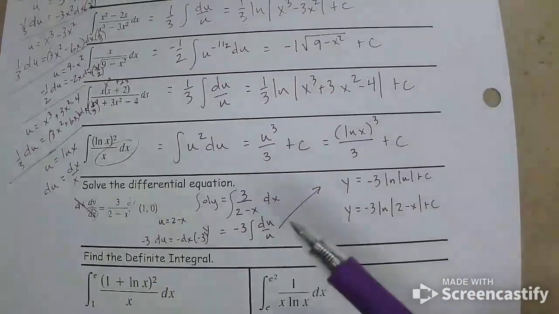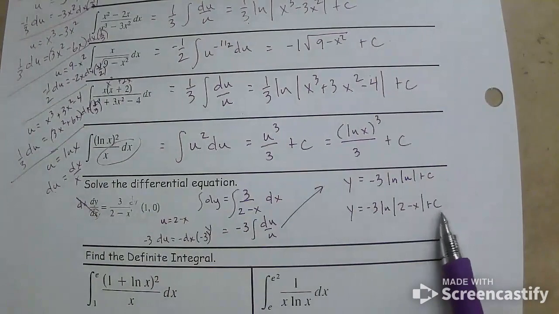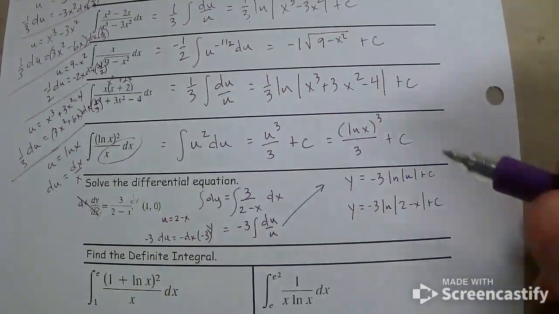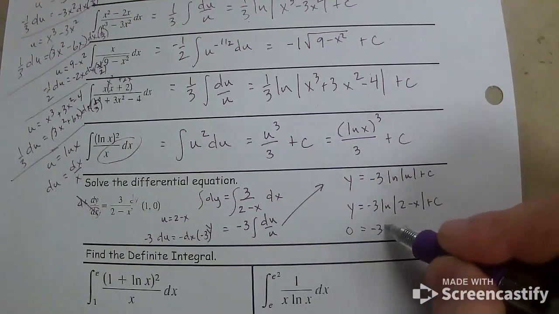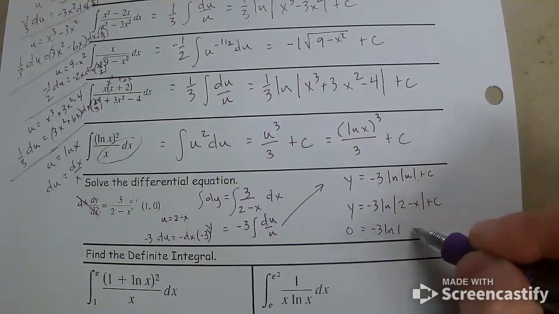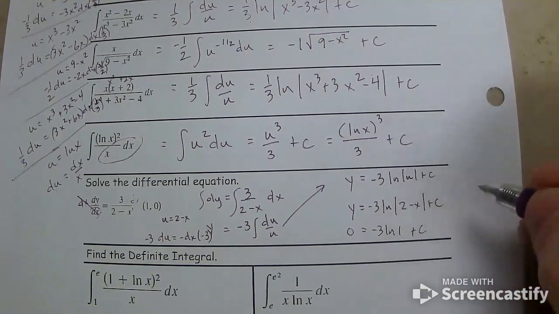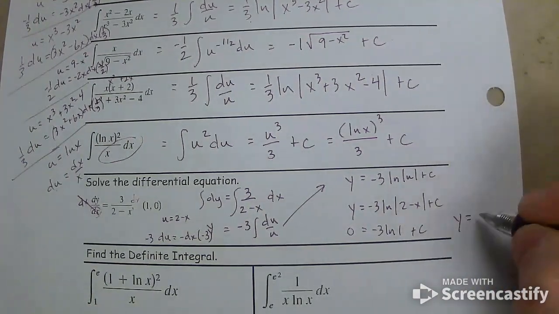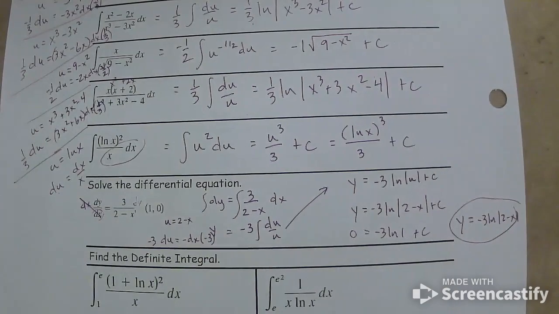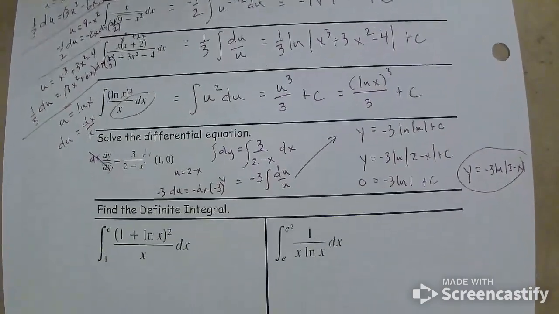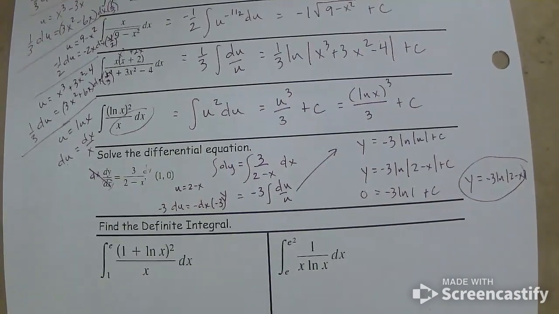But here's the deal. It says solve the differential equation. It tells us it goes through the coordinate 1, 0. So I've got to go find this c value right here by plugging in 1 and 0. Well, if I get 0 here equal to negative 3 natural log of 2 minus 1, which is 1, plus c, well, guess what? Negative 3 times 0 is 0, so c is 0. So at the end of the day, this is going to be y equals negative 3 natural log of 2 minus x. Okay. Hopefully that makes sense. Let's just double check here. Yeah. Okay.